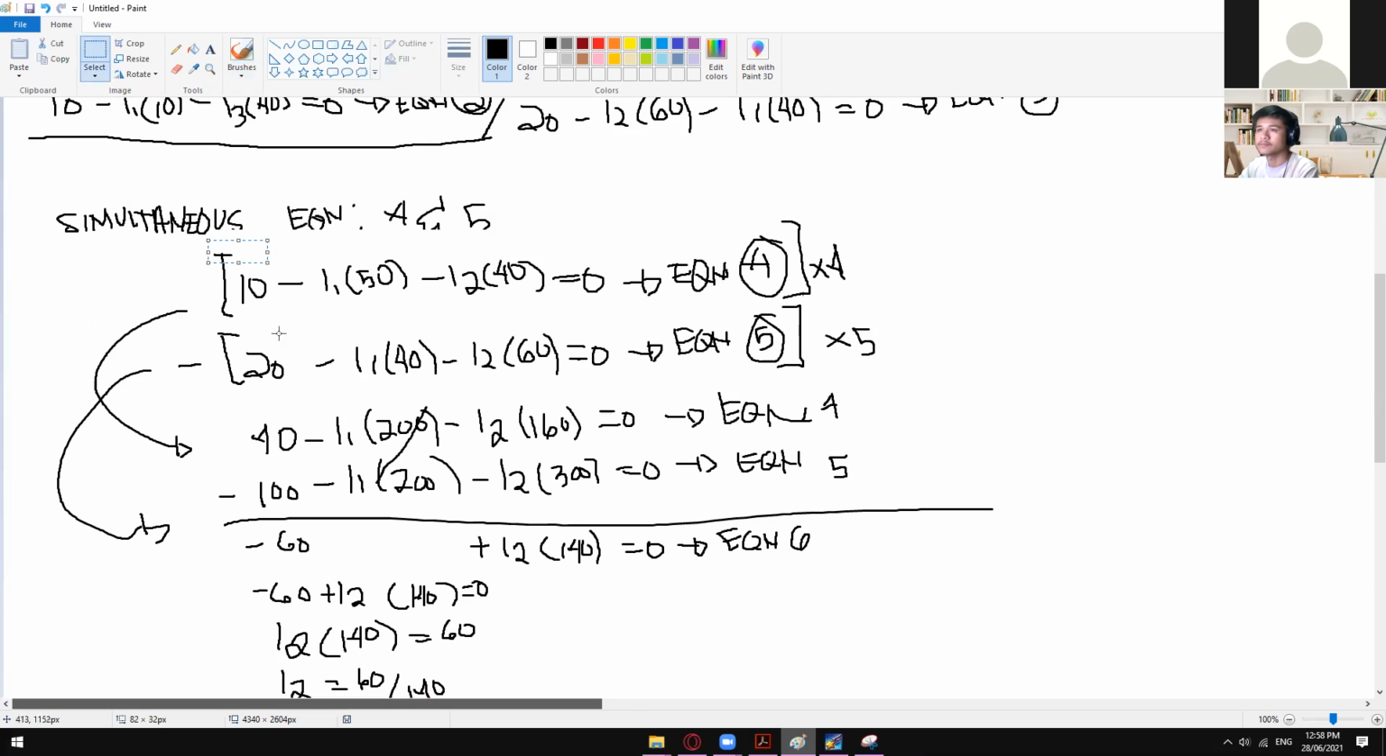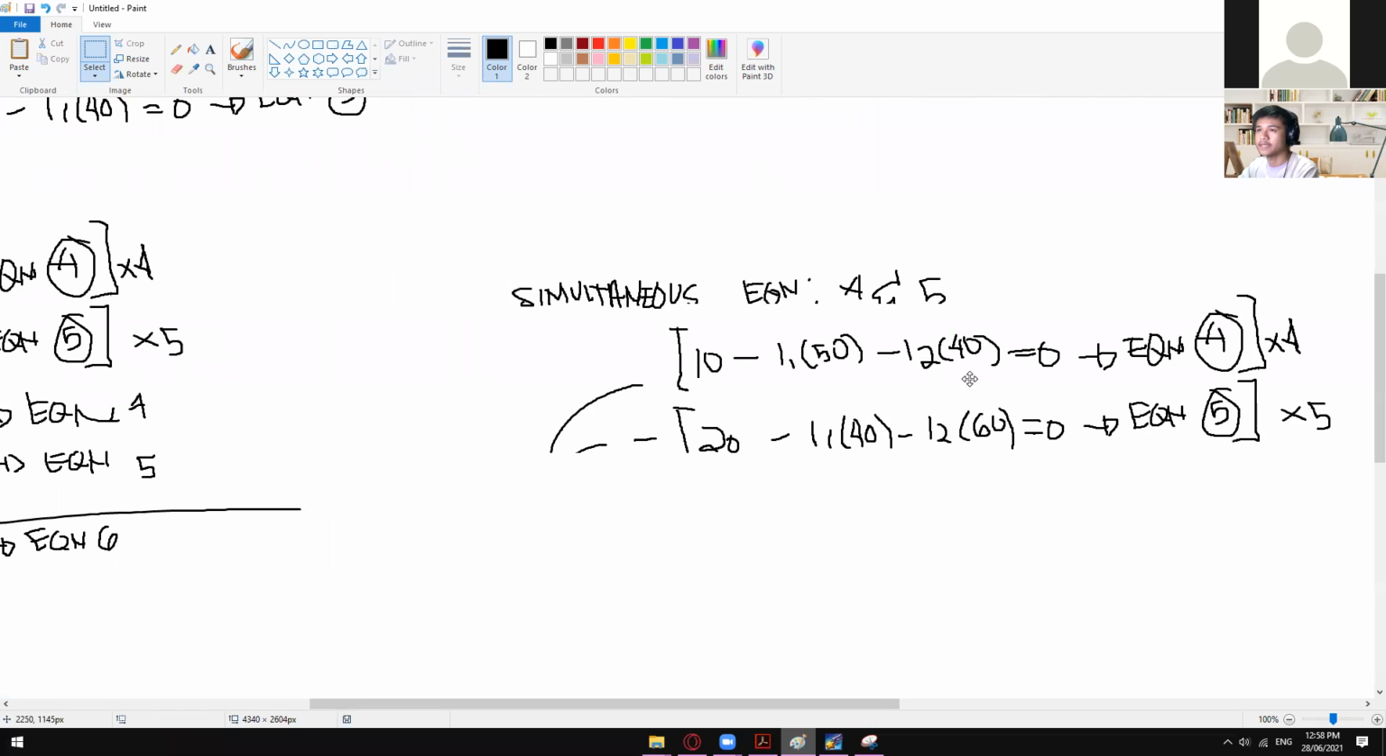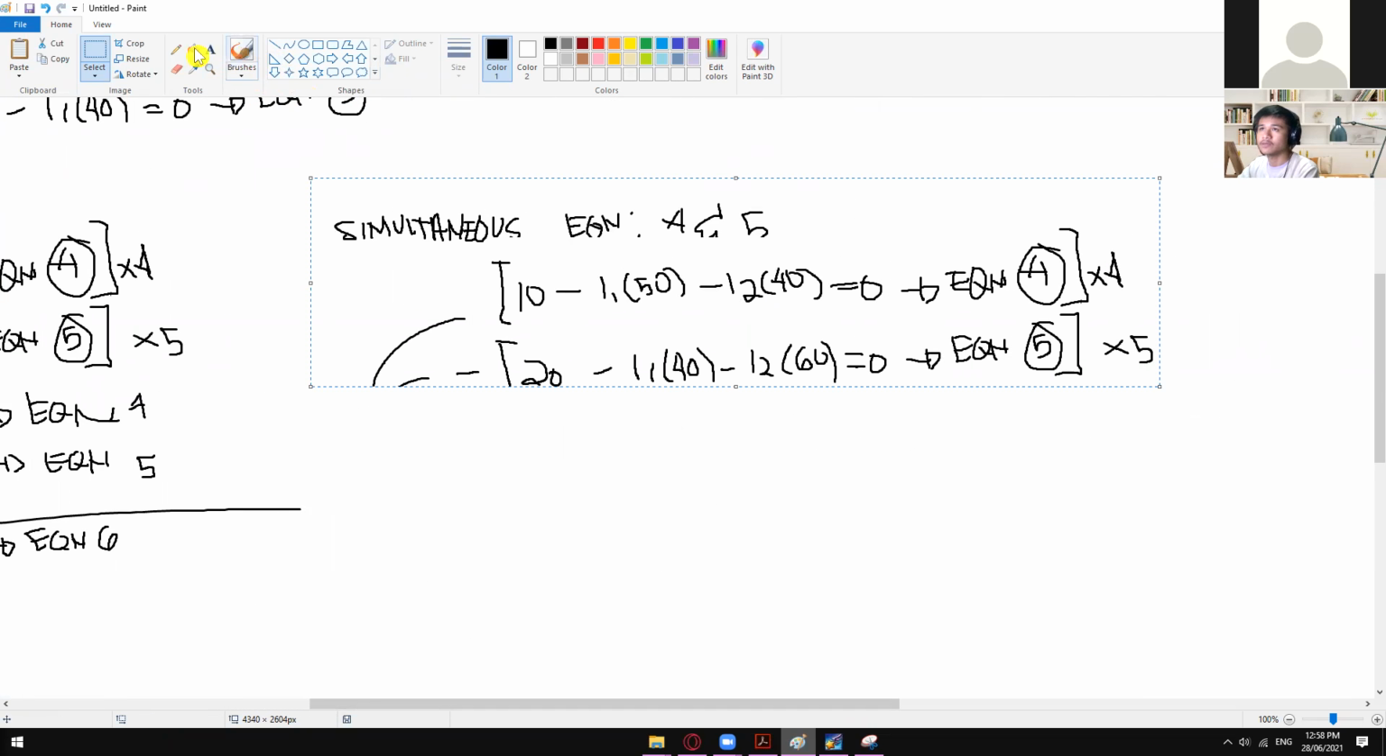Let me get this one, and then let's place it right here. Simultaneous equation for the 4 and 5, still 4 and 5, but in here we now have to eliminate the I2 for us to be able to get the value of I1. So in here, this will become times 3, and then the equation number 5 will become times 2.